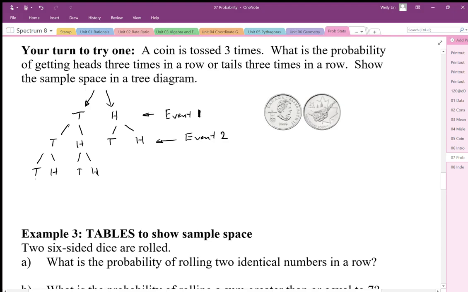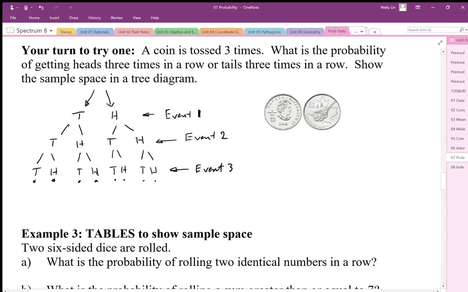So this represents one outcome. This represents another, this represents another, this represents another. We can have tails, heads here, tails, heads here. So there are 8 possible outcomes here. So this last row represents our third event of the combined 3 events.